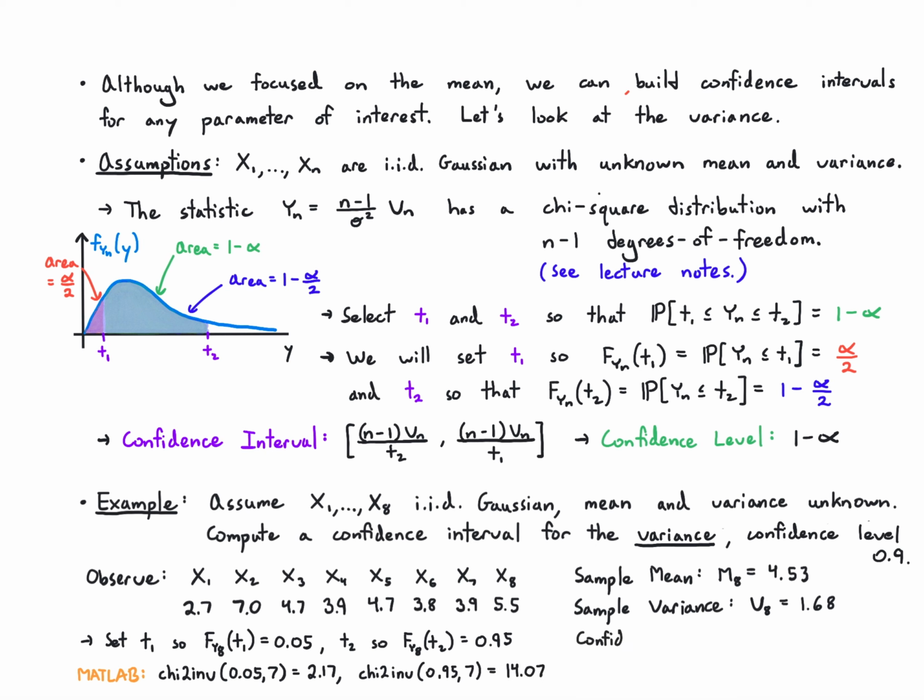Now I'm going to compute my confidence interval by plugging in these values. As before, I'm going to have n minus 1, that's 7, times the sample variance, 1.68, divided by 14.07, the value I got for T2, and then divided by 2.17, the value I got for T1, and that gives me 0.84 up to 5.43. And that is it.